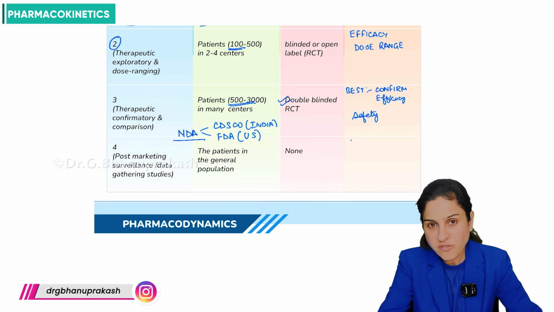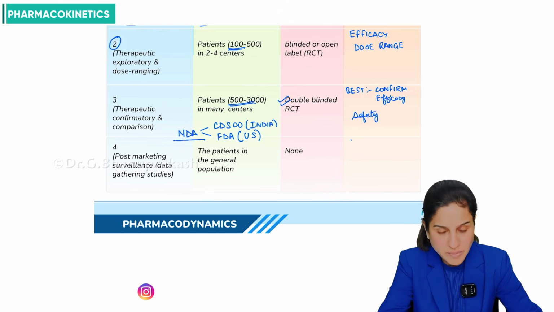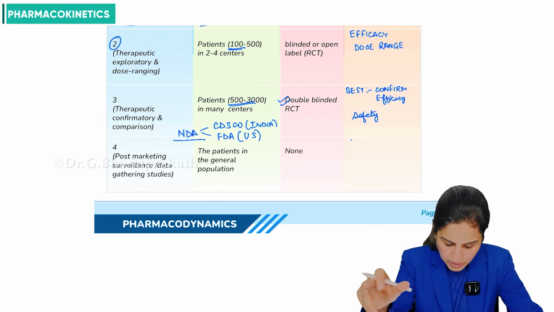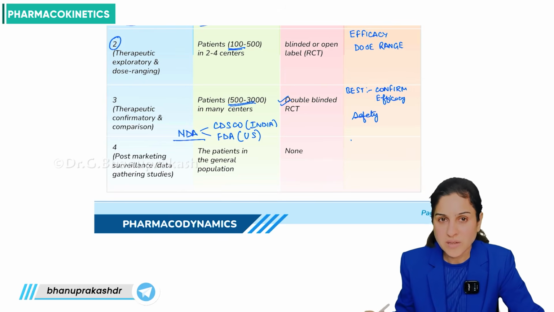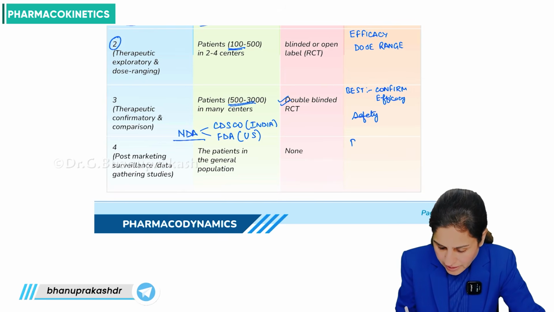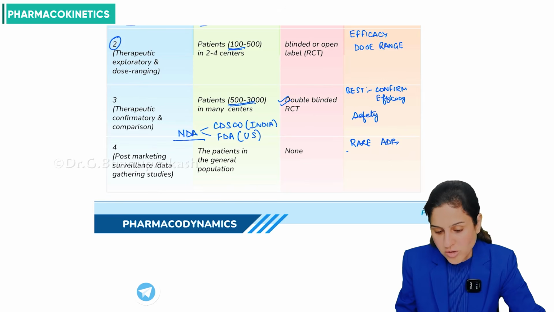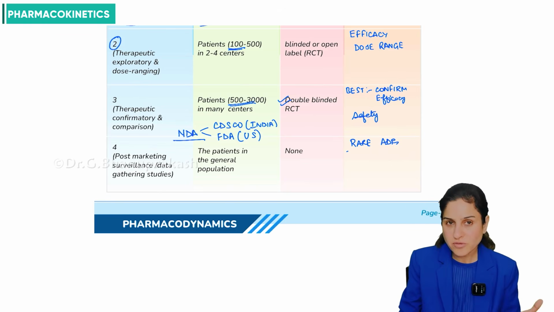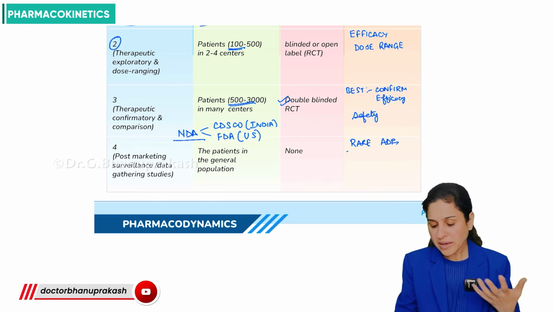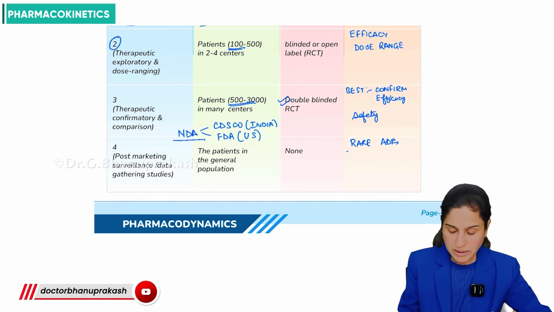to a whole lot of population. It's a huge population, obviously. So what is the aim here? The aim here is that you can even find out about the rarest of the ADRs. So the rare ADRs can be detected. And you can also see the effects in the other population groups which were not studied before, like in elderlies or in pregnant females. So they can also be studied.